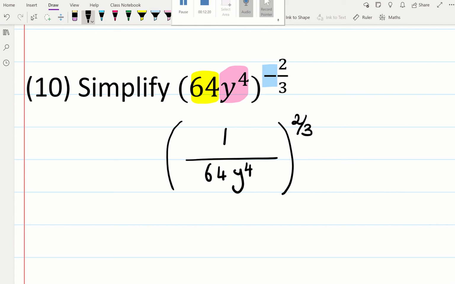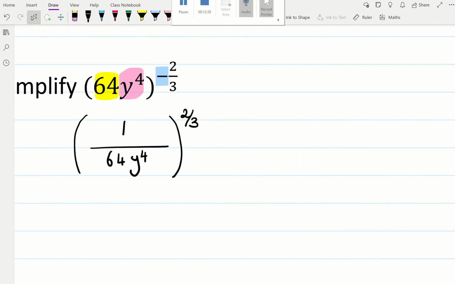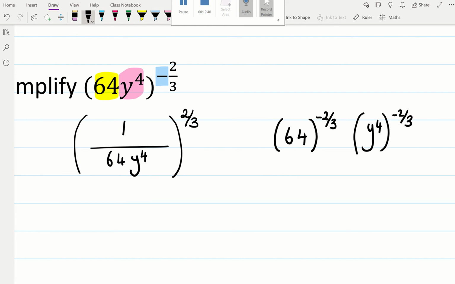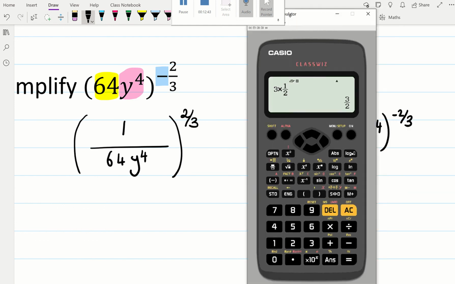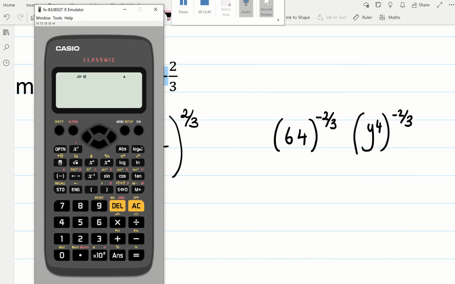Especially if they want it as a single fraction, that would be a much better way of thinking about it. The other way of thinking about it is to say, well, 64 is to the power of negative 2/3, and y to the power of 4 is also to the power of negative 2/3. And I'll show you what happens using the calculator. When you put 64, I'm going to use the power button. I'm going to type my minus first, then I'm going to use the fraction button, and I'm going to type 2/3.